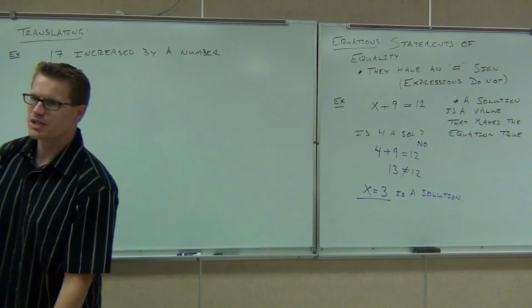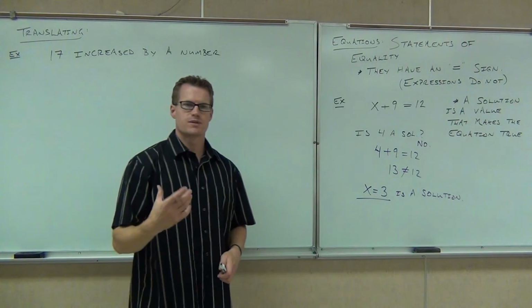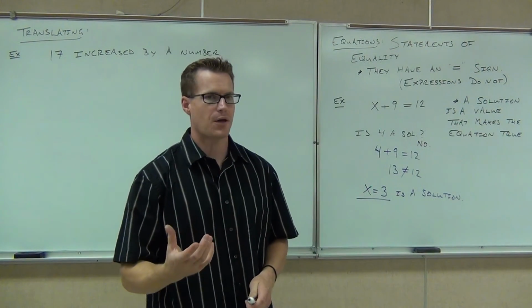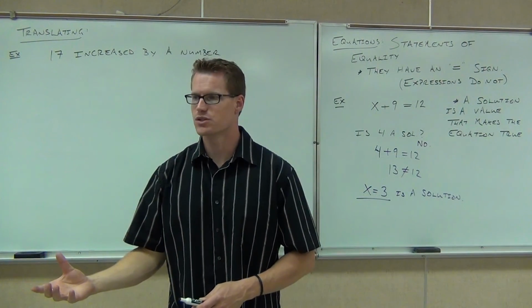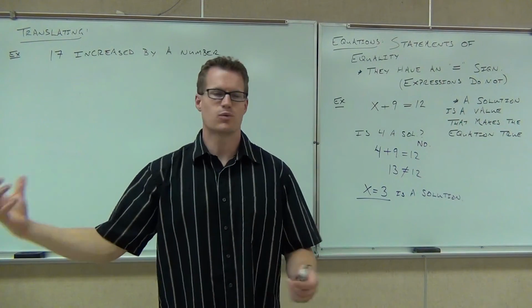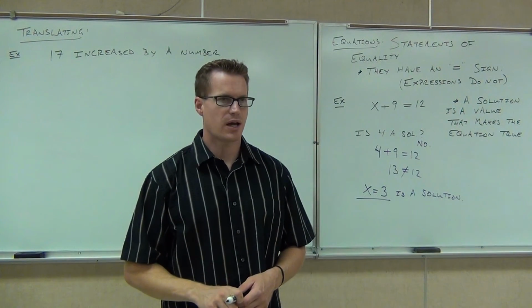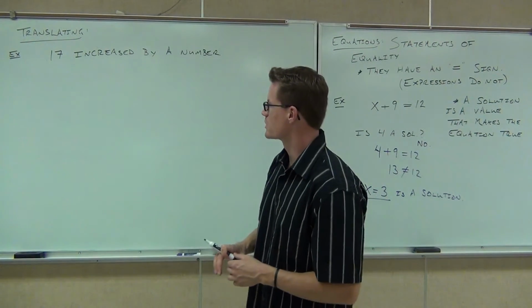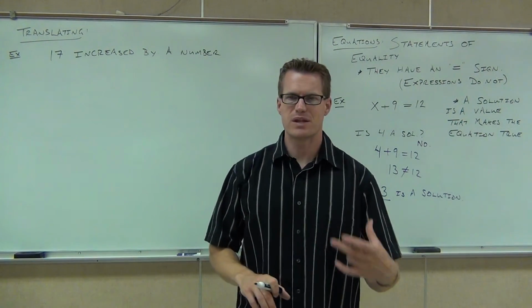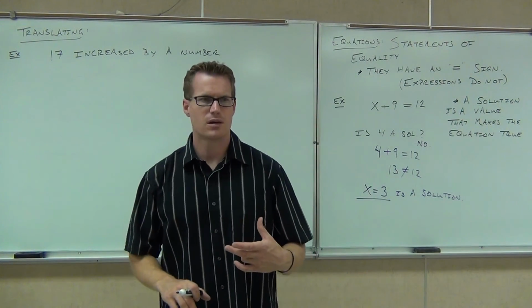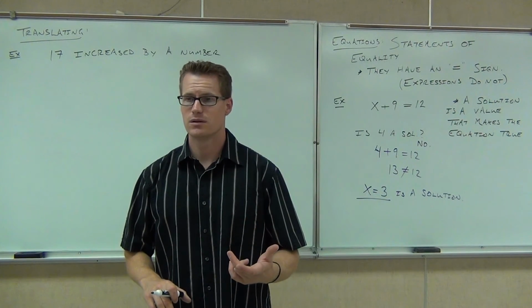And what we're going to do piece by piece is underline the parts of these sentences that mean anything to do with math and translate them accordingly. So when we read through this, we have 17, sure, that's a number, increased by a number. So 17 increased by a number. Tell me something up there that means a mathematical operation. Increase. What's increased mean? Plus.